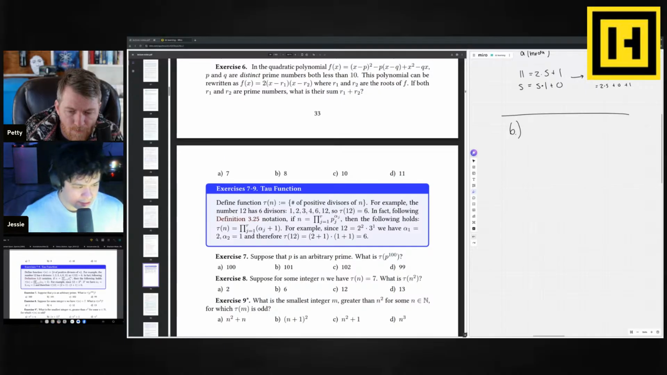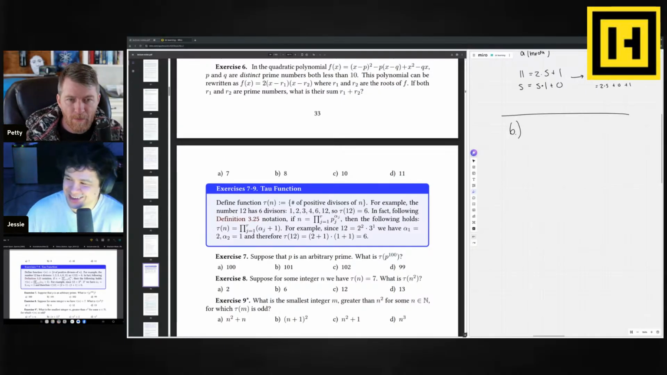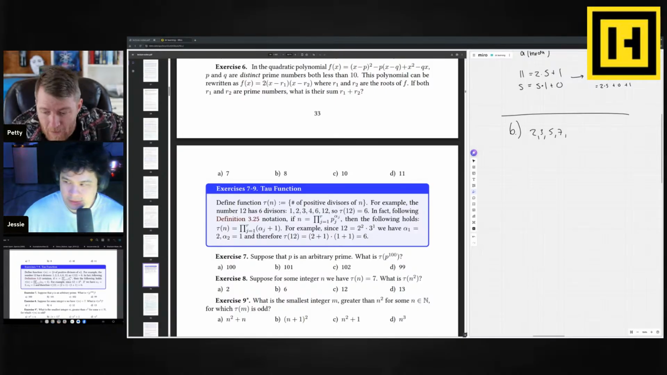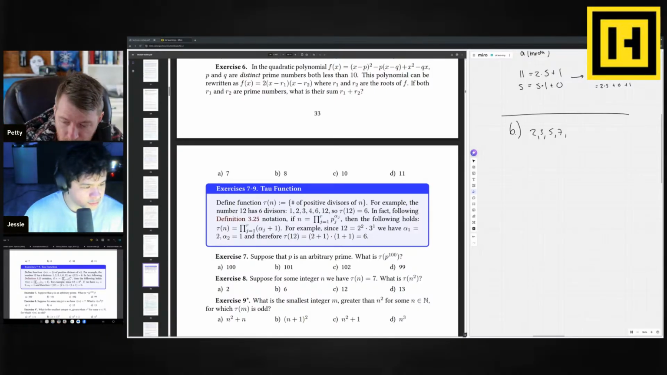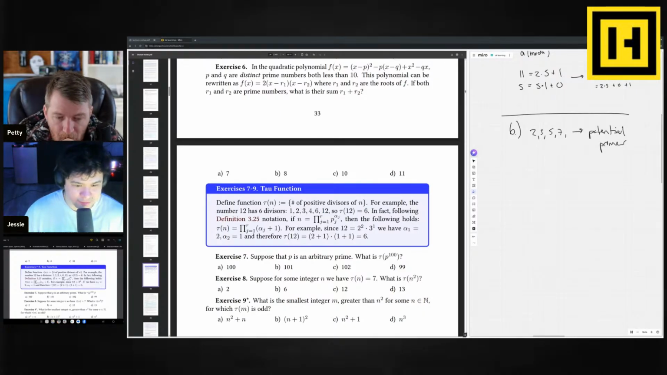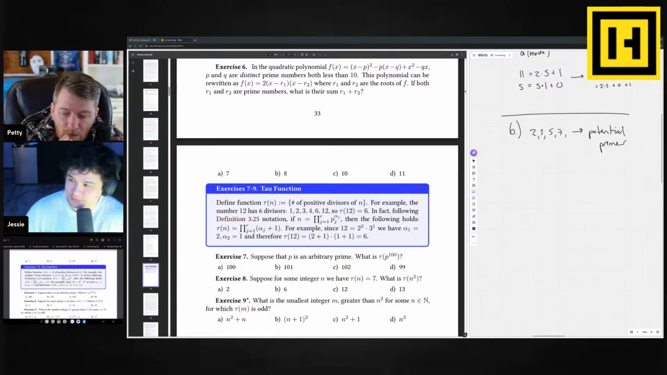Can I just say... Well, they're both prime numbers less than 10. So what are the prime numbers less than 10? You got 2, 3, 5, 7. That's it? Yeah, I think that's it. Okay, yeah. So 2 plus 2 is 4. 3 plus 3 is 6. 5 plus 5 is 10. 7 plus 7 is 14. All right, so they're all not prime. Is that it? Is that the answer?